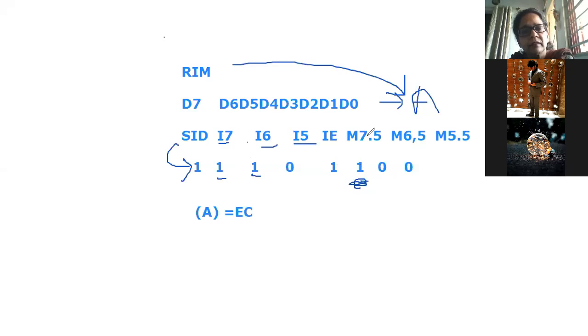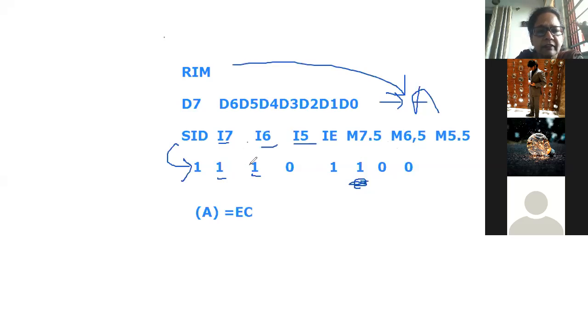And mask: 7.5 is masked. Okay, already we have masked it through the same instruction. So it is reading the status of whether 7.5 is masked or not. Yes. 6.5 is not masked. 5.5 is not masked. Correct? Have you understood this? Now 7.5 is masked, 6.5 is not masked, and 7.5 is pending and 6.5 is also pending. And since 7.5 is masked, though it has higher priority than 6.5, the 6.5 service routine will be executed.